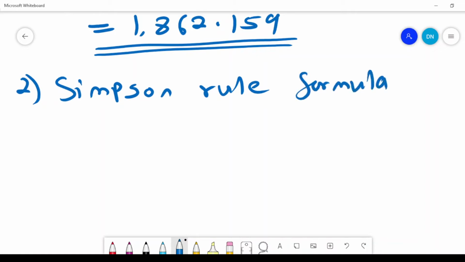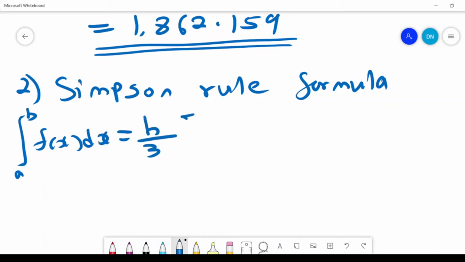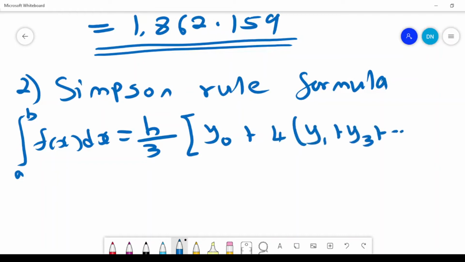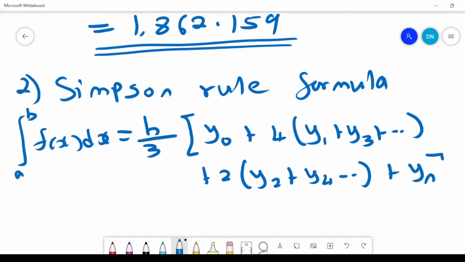So the Simpson rule formula, if we are to integrate from a to b of f of x dx, is h over 3 times y0 plus 4 times y1 plus y3, and then plus 2 times y2 plus y4, and then plus yn.